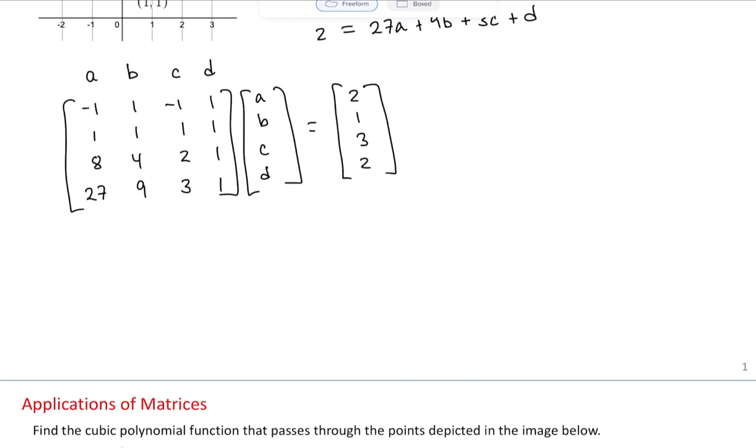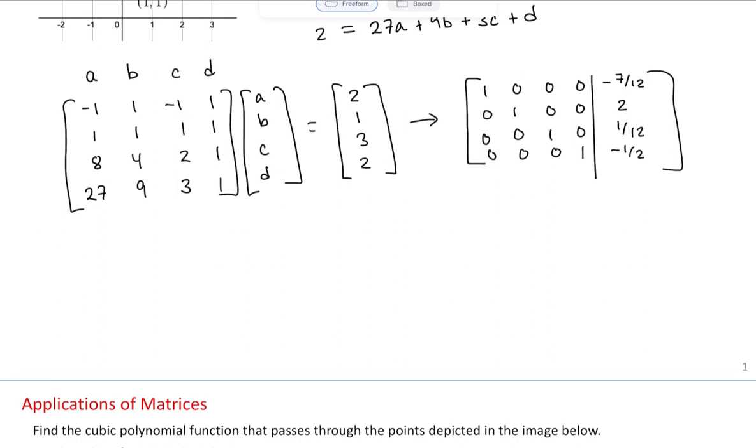Okay, so converting this system to an augmented matrix and then row reducing it leads to this result, and we're able to get our answers. Converting these rows back into equations, we simply get that A has to be -7/12, B has to be 2, C has to be 1/12, and D has to be -1/2. So now we can construct the polynomial.